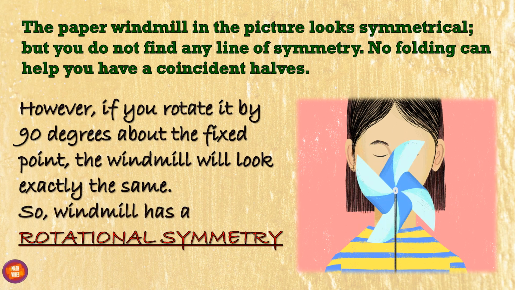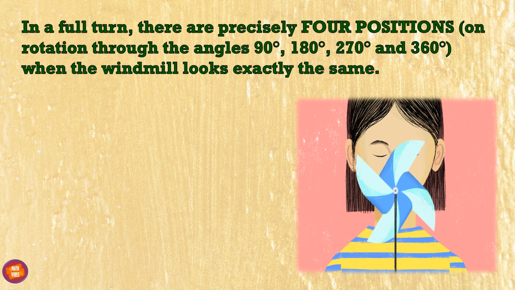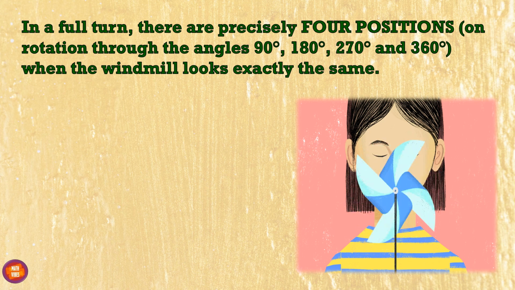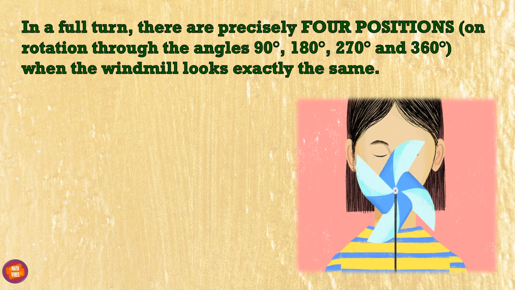Okay, so it will have rotational symmetry. In a full turn, there are precisely 4 positions, on rotation through the angles 90 degrees, 180 degrees, 270 degrees and 360 degrees, when the windmill looks exactly the same. If we talk about the paper windmill, then along these 4 positions, that is, on rotation through the angles 90 degrees, 180, 270 and 360, its position will look the same.